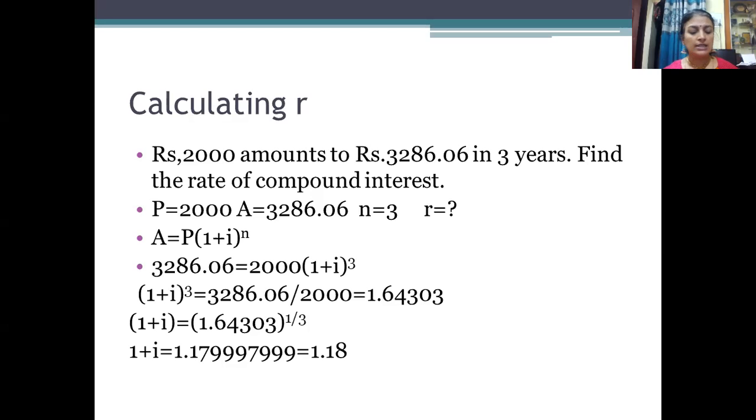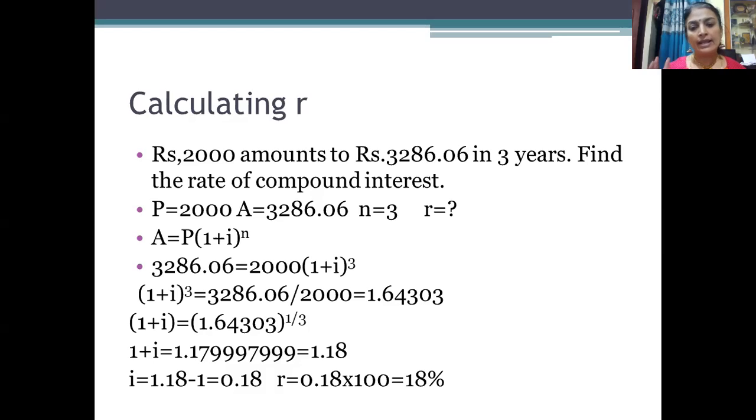1 plus I is equal to 1.17999999, so it can be taken as 1.18. 1 plus I is equal to 1.18. So I here is equal to, we have brought 1 to the other side, 1.18 minus 1, that is 0.18. So once again, we are interested in calculating R, not I. So R is equal to I into 100, 0.18 into 100, that is 18%.